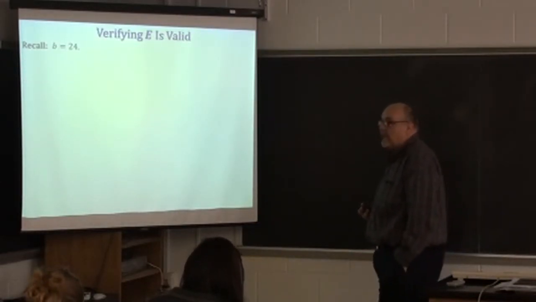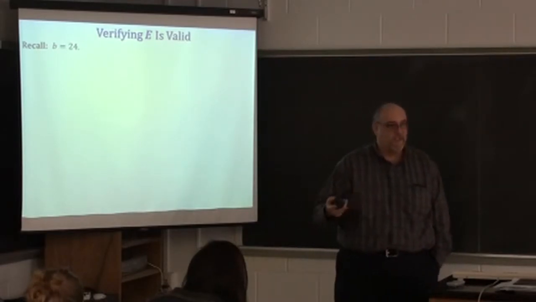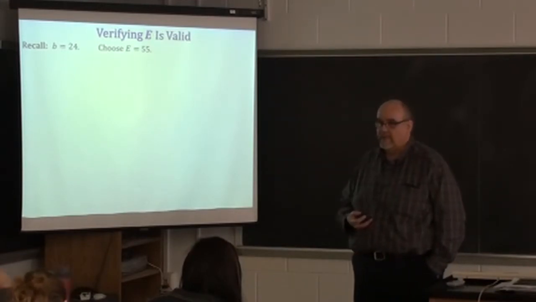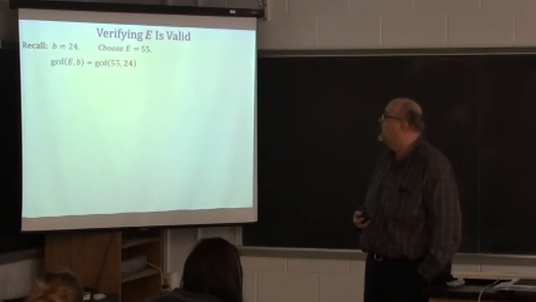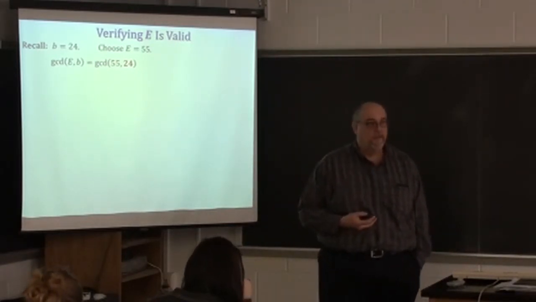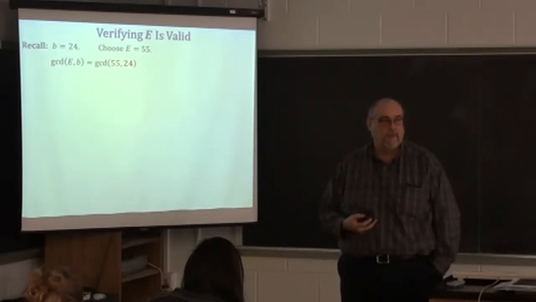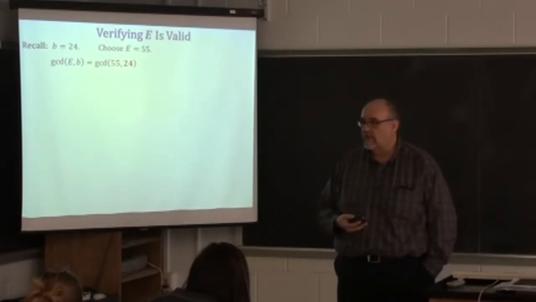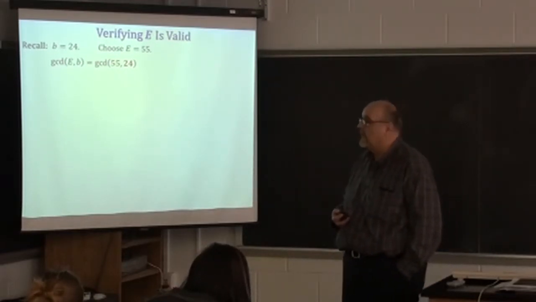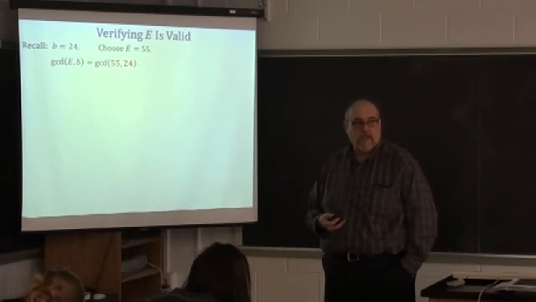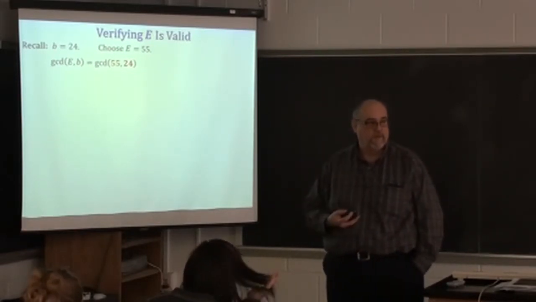Recall that B was 24. Put that up there because the previous slide's now no longer in front of me. E is 55. The GCD of E and B will be the GCD of 55 and 24. Now I've color-coded them so that when we work with this, you can see where the numbers are transitioning to. Because you remember when we did this, we started with what? We're going to use Euclid's algorithm. Remember that? Yeah. We start with the largest of those two numbers.